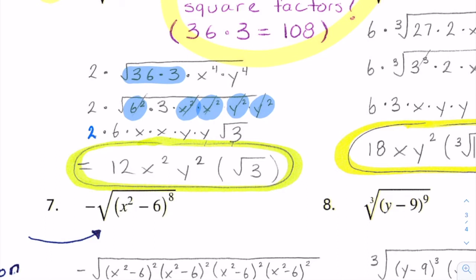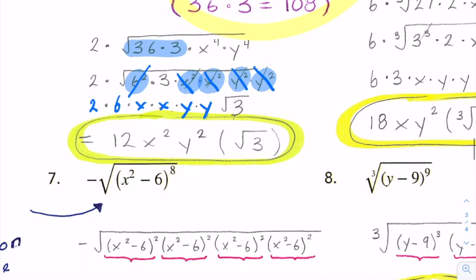The square root of 6 squared is 6. The 3 is going to remain underneath the radical sign. The square root of x squared is x. The square root of x squared is x. The square root of y squared is y. The square root of y squared is y. So the only thing that we could not simplify underneath that square root sign is the 3, which remains as the square root of 3.